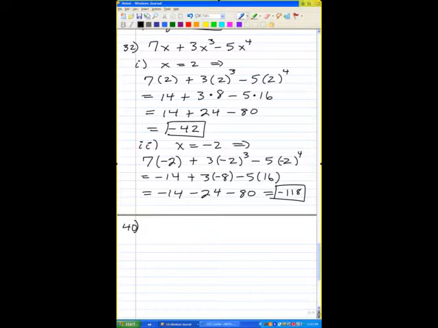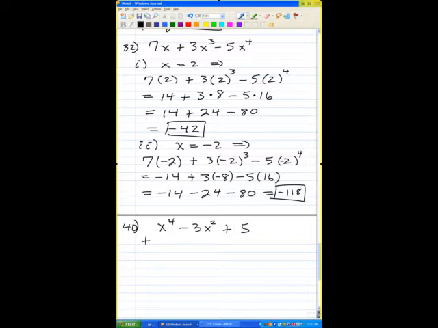In exercises 39 through 50, add the polynomials. Okay, so I want to add x to the 4 minus 3x squared plus 5, and I want to add that to another polynomial. I guess what I'm going to do here is put one polynomial under the other to add them. And when I do that, I'll try to line up corresponding terms so I can add like terms.